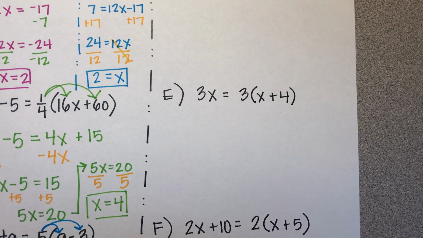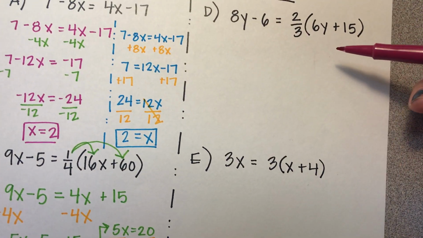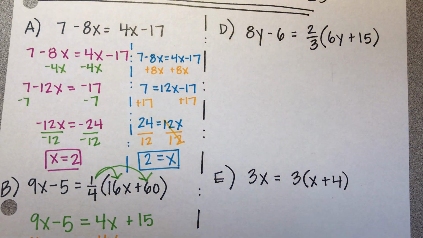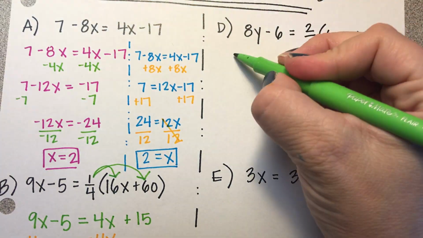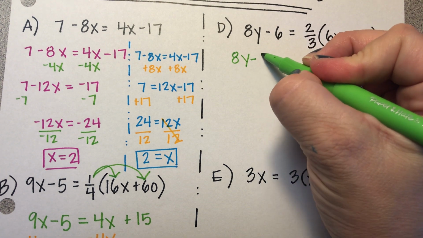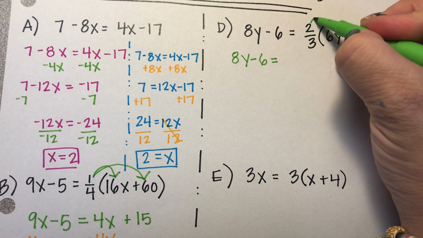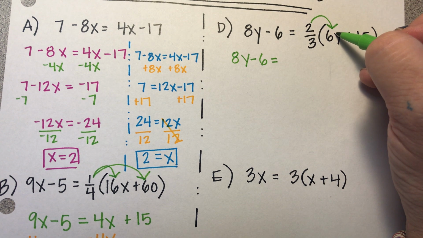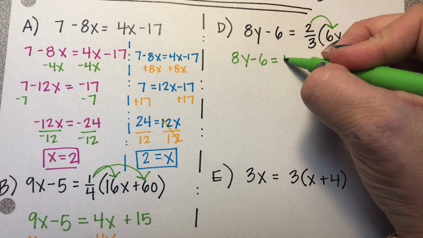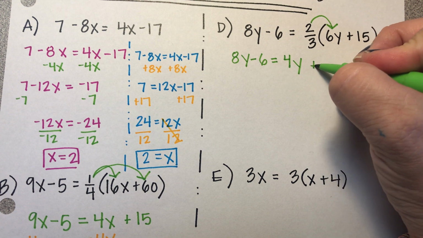Okay, so here we go. Down here for letter D. I'm going to do my distributive property, okay? So I'm going to leave everything on the left alone. 8y minus 6 equals 2/3 of 6. 2 times 6 is 12. 12 divided by 3 is 4y.